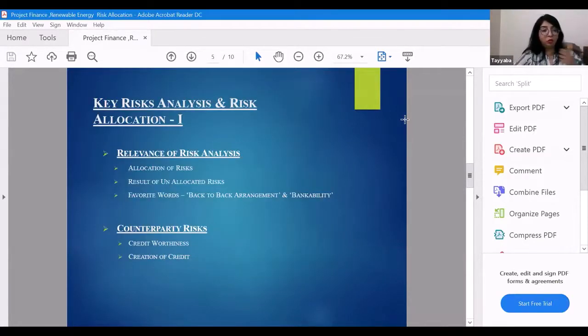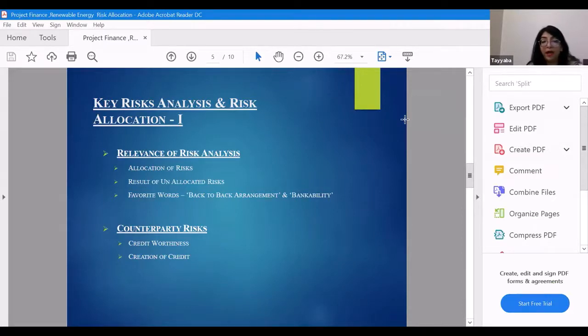And then we move on to the actual topic of today, which is key risk analysis and risk allocation. This section is itself divided into five segments. Relevance of risk analysis, allocation of risk, result of an allocated risk. As I said, in project financing, we start from scratch; there's nothing. So how do you go about it?